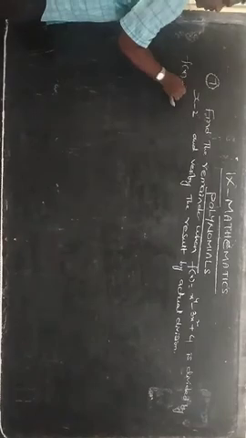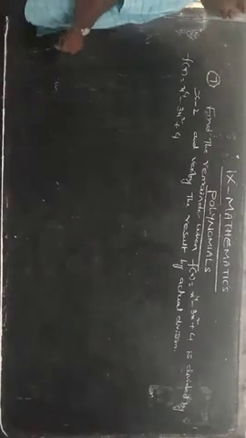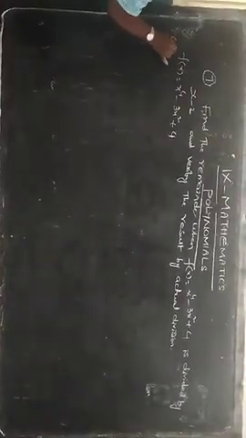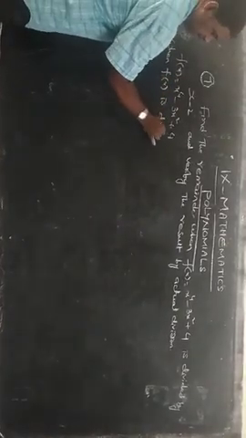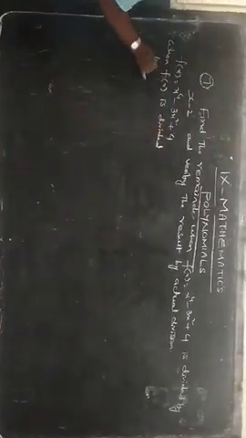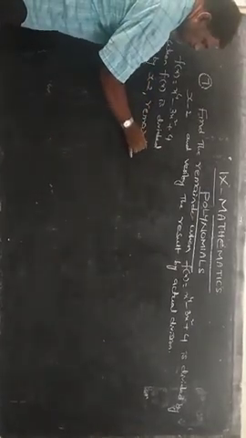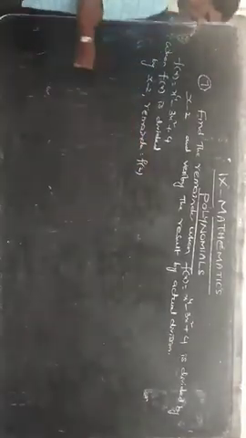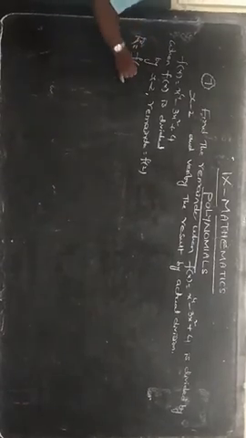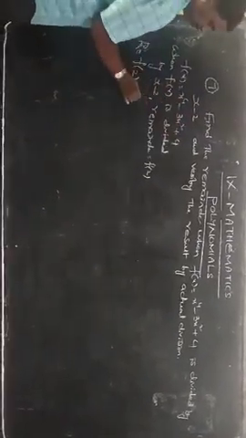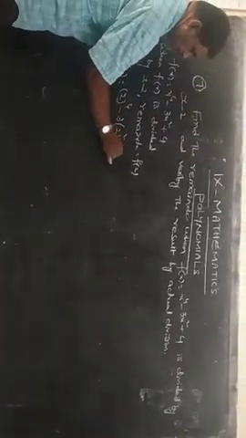First, f of x is equal to x to the power 4 minus 3x square plus 4. From remainder theorem, when f of x is divided by x minus 2, the remainder is f of 2. Let us find out f of 2. In place of x, you have to substitute 2. 2 to the power 4 minus 3 into 2 square plus 4.